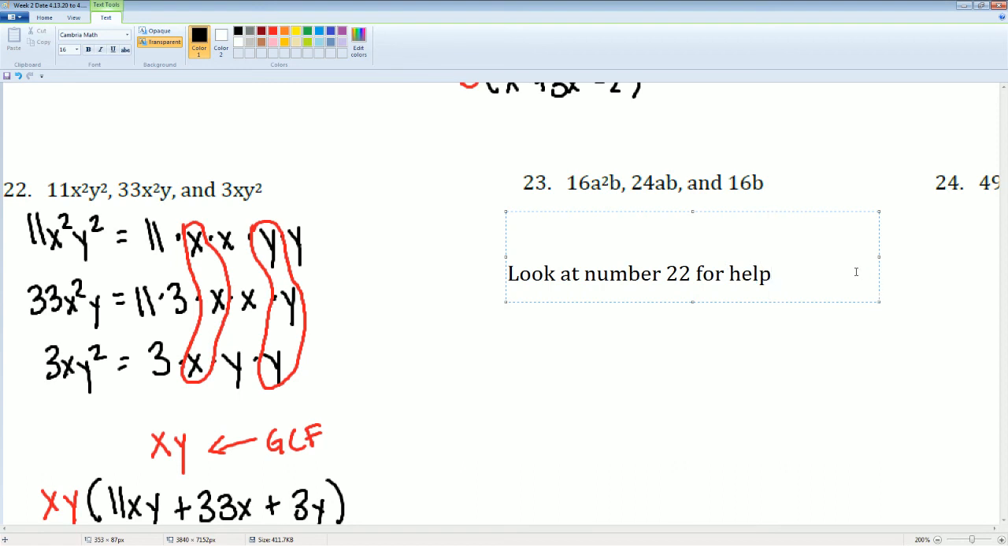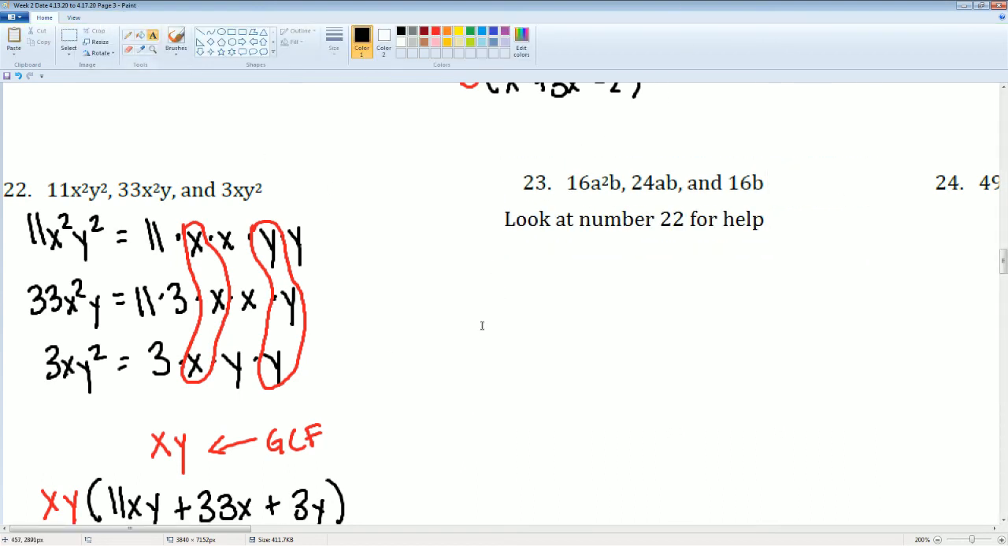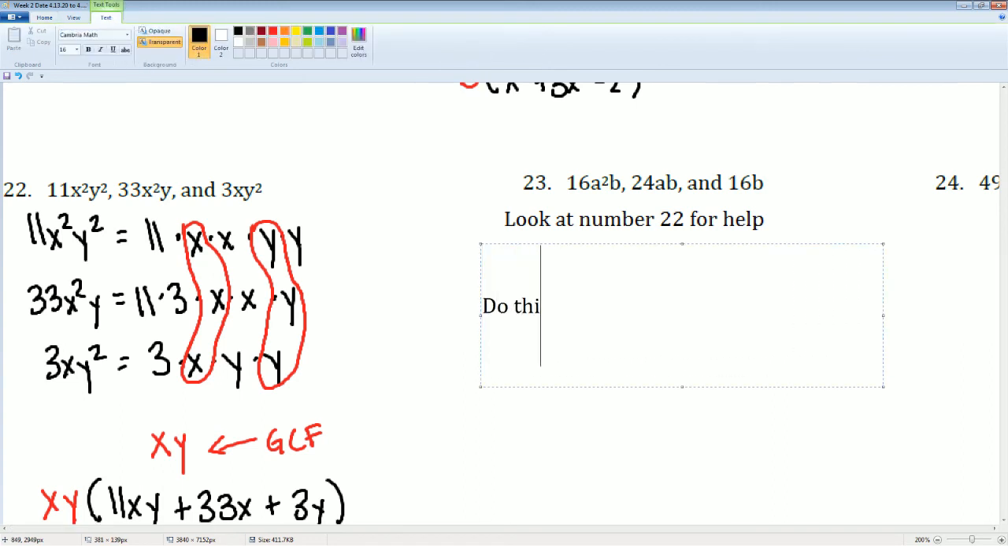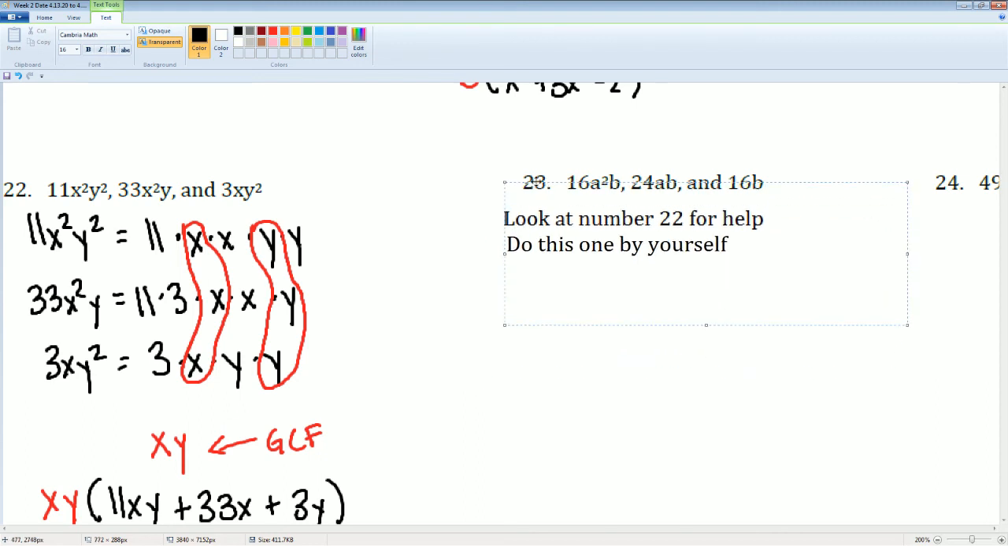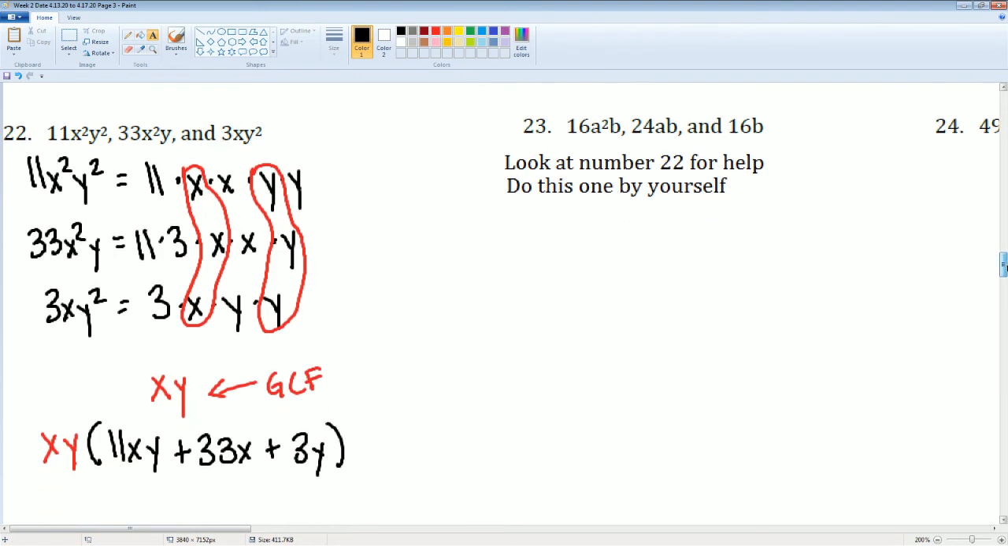Okay. For number 23, you are going to look at number 22 for help. Okay, you're gonna do this one by yourself. Okay, good. There you go. If you want to check, just factor it out. Okay, good.